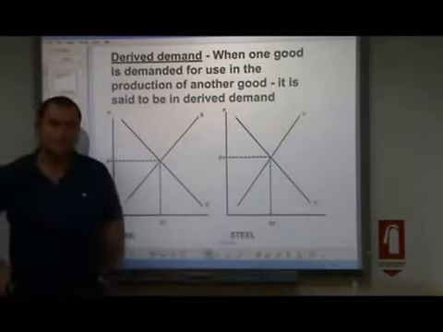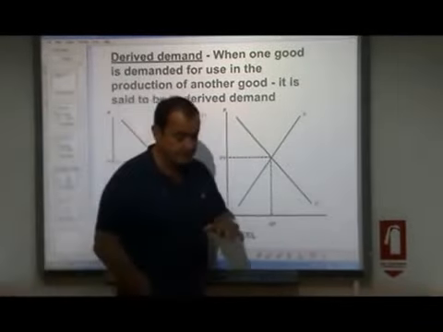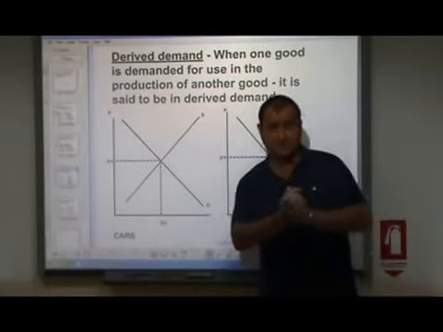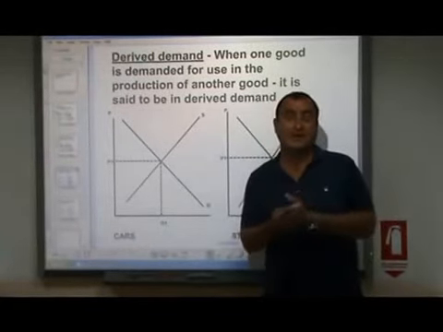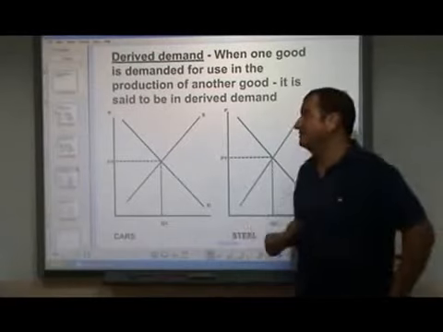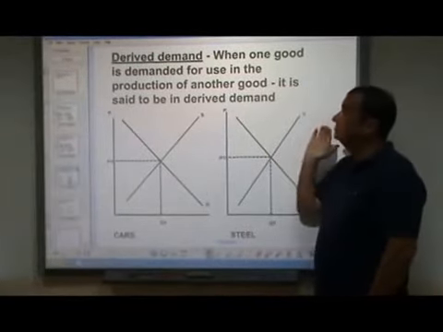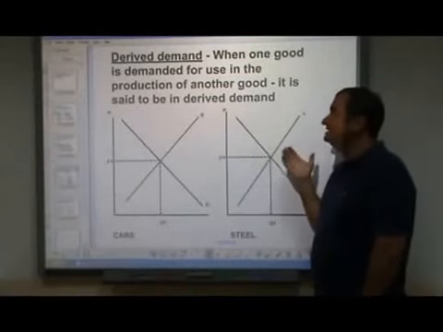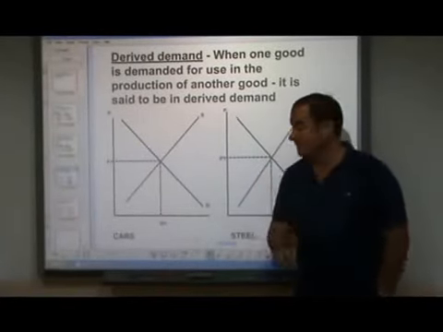Derived demand. Well, derived demand is a concept which, I find, my students get jumbled up with complements. You have to be very careful here. Derived demand is when one good is demanded for use in the production of another good. It is said to be in derived demand.